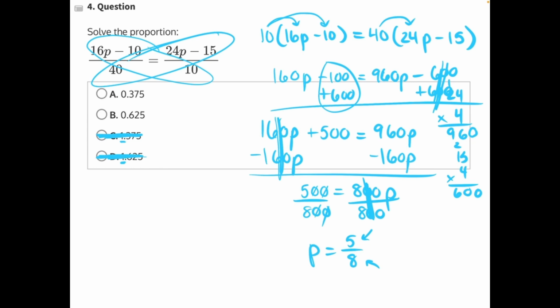Looking between A and B, if 0.5 is equal to 1/2, that means A is less than half and B is greater than 1/2. So what would be half of 8? Well, that would be 4. Is 5/8 greater than 4/8? Yes, so that means B has to be our correct answer.